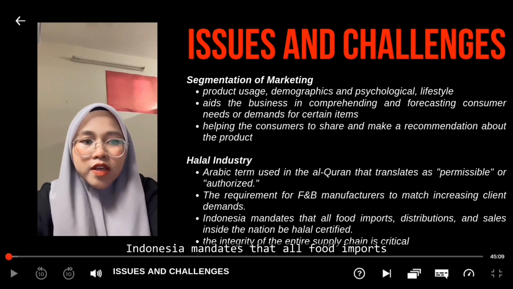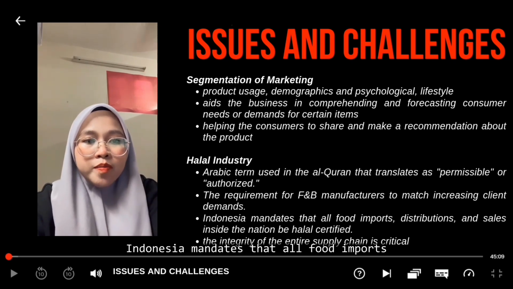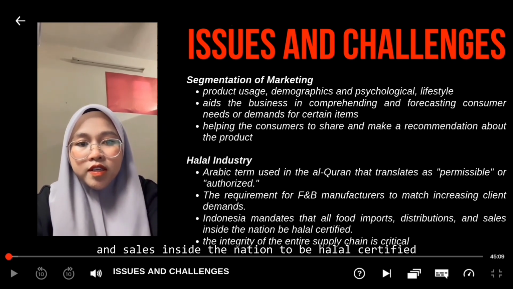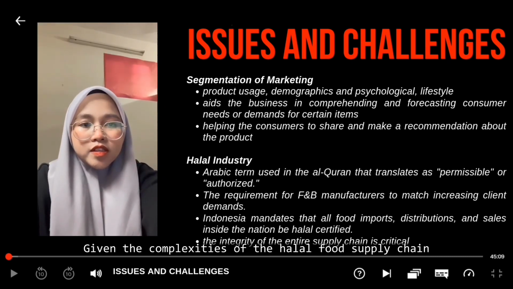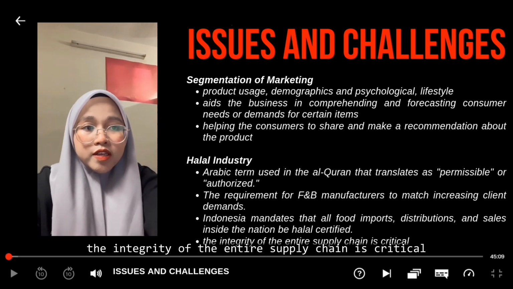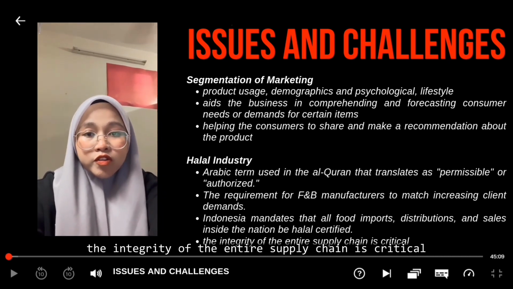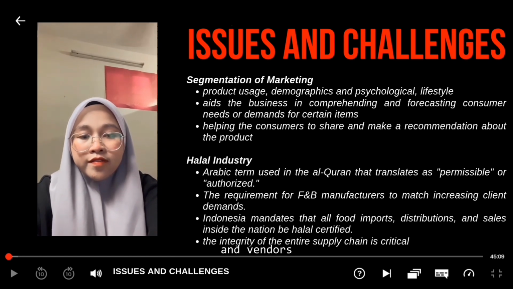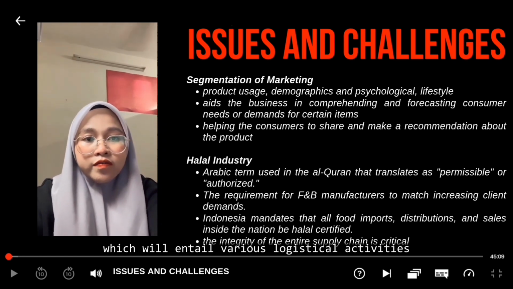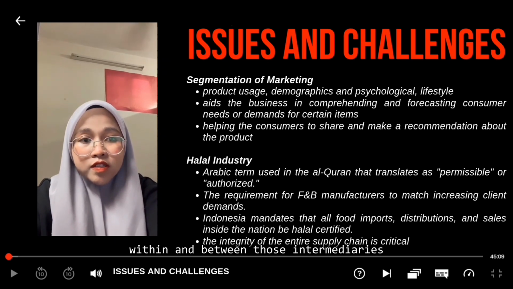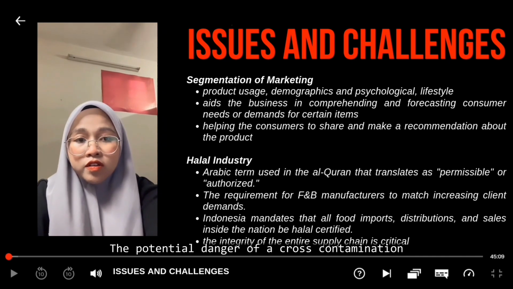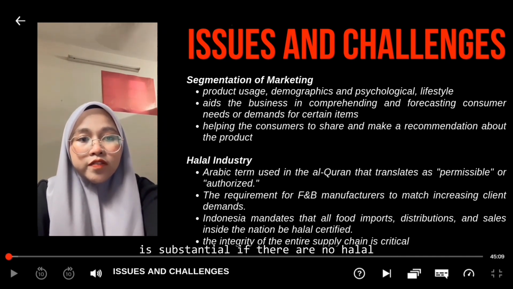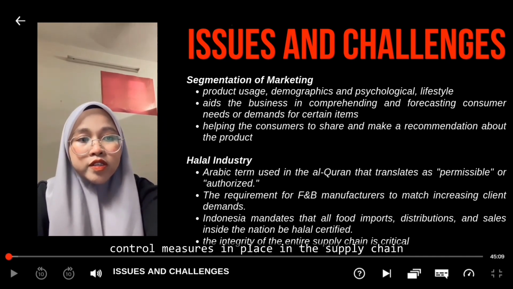For instance, Indonesia mandates that all food imports, distributions, and sales inside the nation be halal certified. Given the complexities of the halal food supply chain, the integrity of the entire supply chain is critical because each intermediary has its own suppliers and vendors, which will entail various logistical activities within and between those intermediaries. The potential danger of cross-contamination is substantial if there are no halal control measures in place in the supply chain.